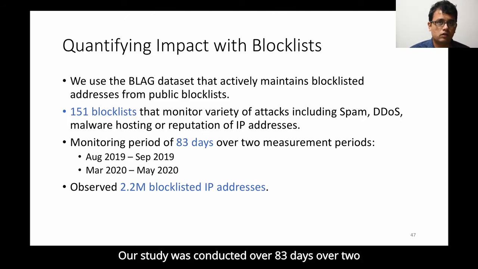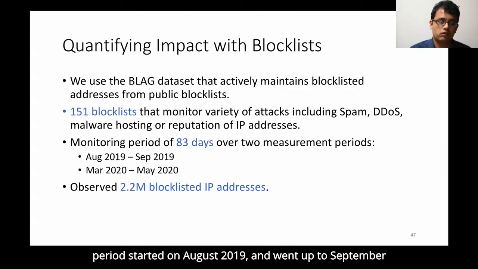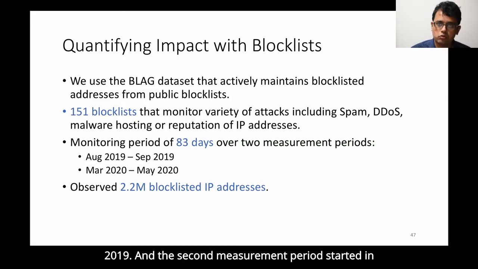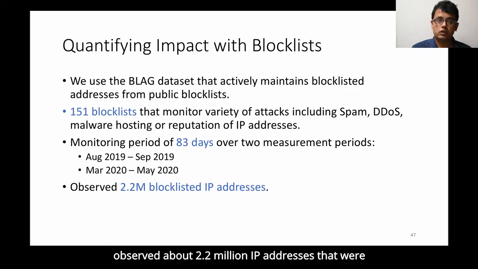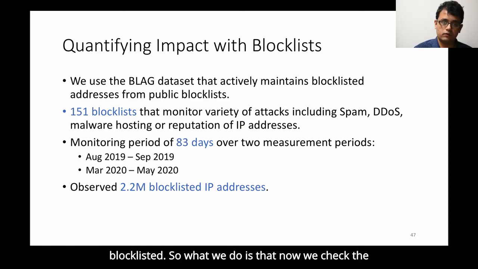Our study was conducted over 83 days over 2 different measurement periods. The first measurement period started in August 2019 and went up to September 2019, and the second measurement period started in March 2020 and went up to May 2020. In this period, we observed about 2.2 million IP addresses that were blocklisted.